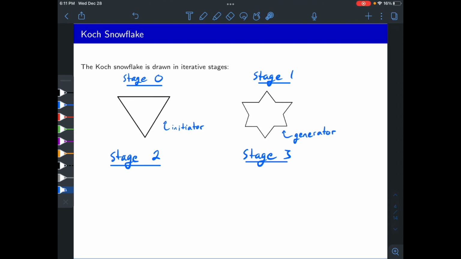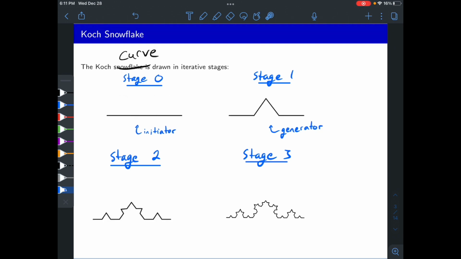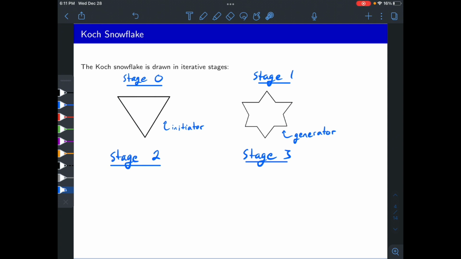All right, let's actually talk about the Koch snowflake. It's not so different from the Koch curve. For the Koch curve, we start with a line segment and then replace each line segment with the little triangle pointy thing, right? For the Koch snowflake, instead of starting with a line segment, we start with a triangle, and then each of the sides of the triangle we're going to replace with that little pointy triangle thing.